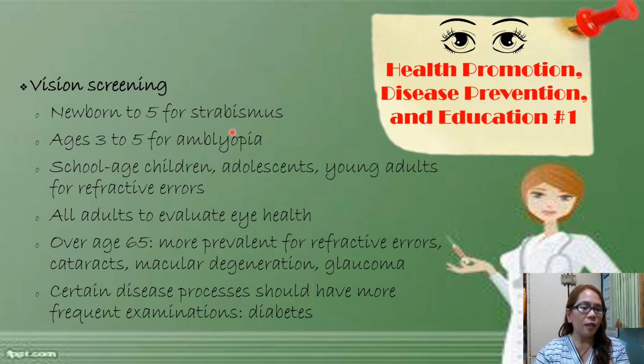The eye movement, right? And then for ages 3 to 5, you have to check the client for amblyopia or lazy eye, so that it can be corrected earlier while they are still young. Just like what happened in my left eye. It was not corrected when I was young, because the healthcare system was not like that. For school-age children, adolescents, and young adults, their refractive errors should also be checked.